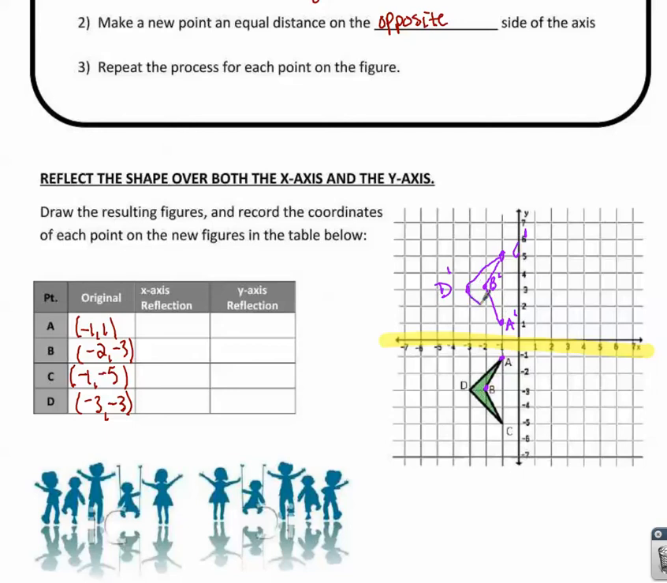Redraw your figure and write your points. So A prime is now -1, 1. B prime is now -2, +3. C prime is -1, +5. And D prime is -3, +3. So the change that you notice when you flip it over the x-axis is actually that the x stays the same, but your y value takes the opposite sign.